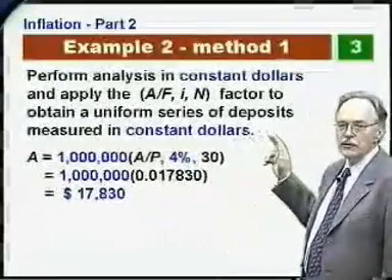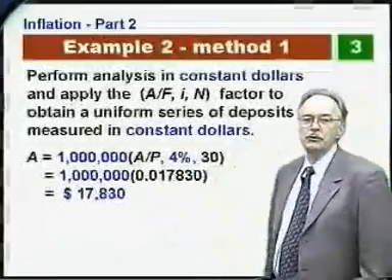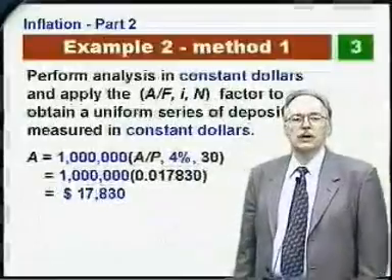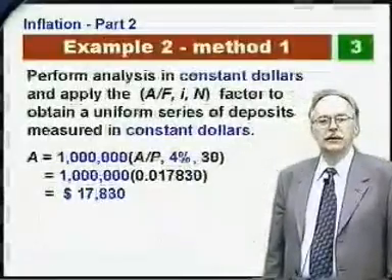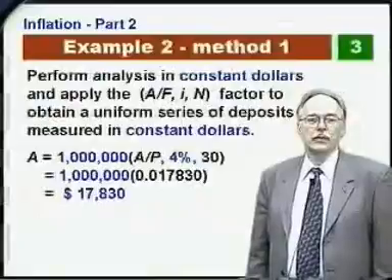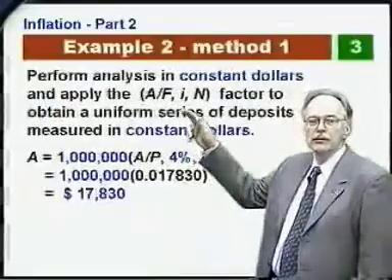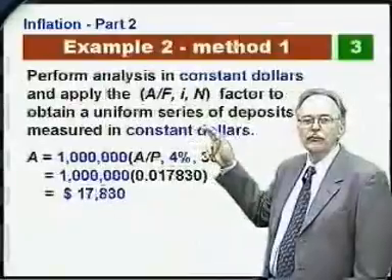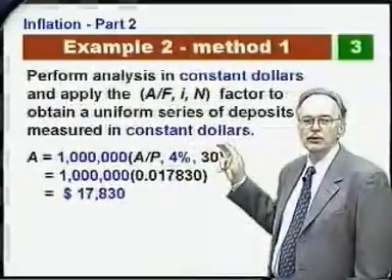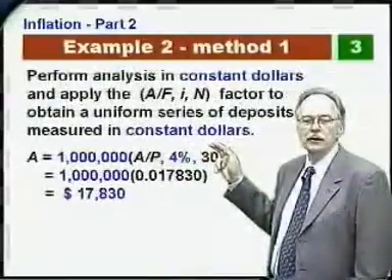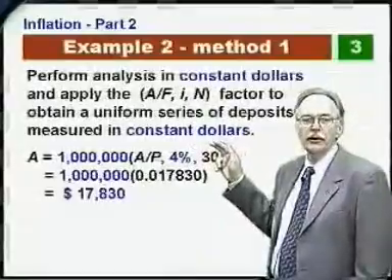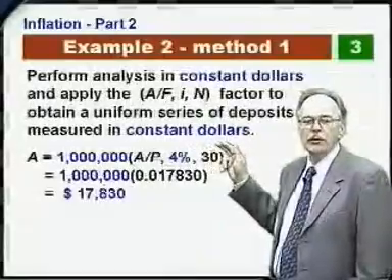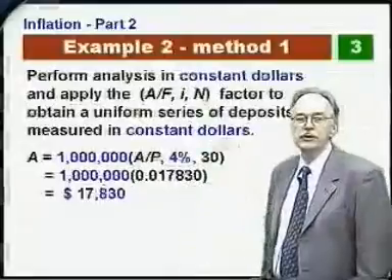Now, there are two ways to solve this problem. Well, actually more ways than two, but we're going to show two particular ways. The first method is to do the analysis in constant dollars and then apply a series savings factor, the A/F factor, to obtain a uniform series of deposits that are measured in constant dollars. In other words, every year we're going to give up so much purchasing power, and that purchasing power is going to be the same every year.